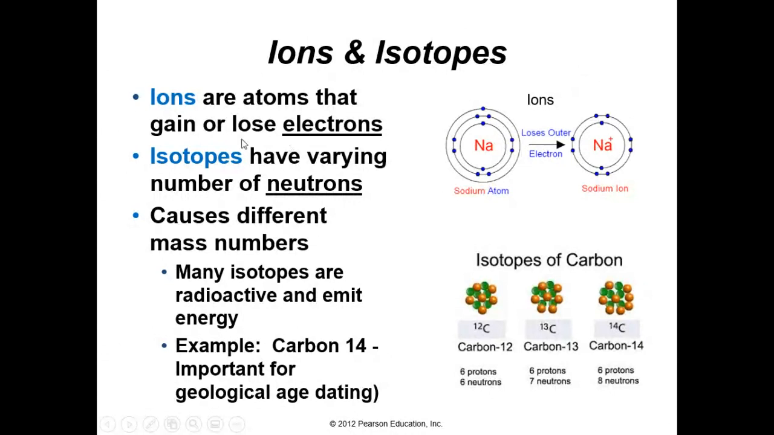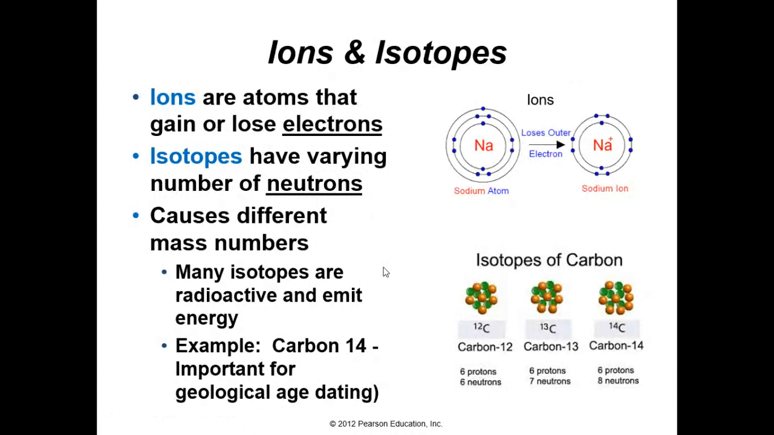Then there's isotopes. This is where you have the nucleus. In the nucleus, there's a varying number of neutrons, and because of the different number of neutrons, that ultimately affects the mass of that specific element.